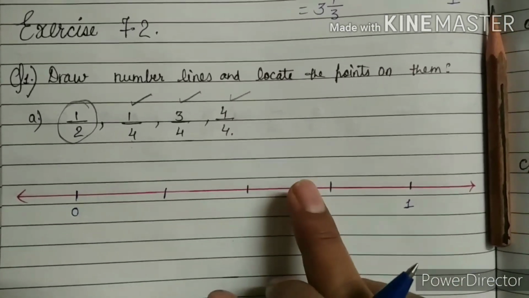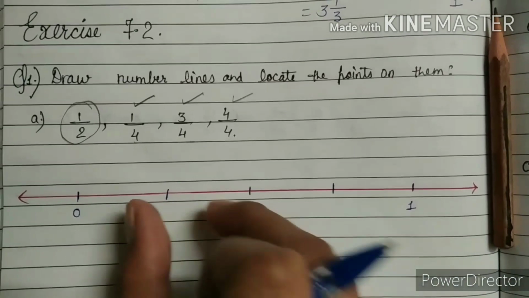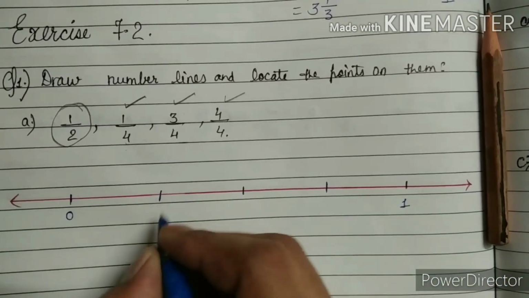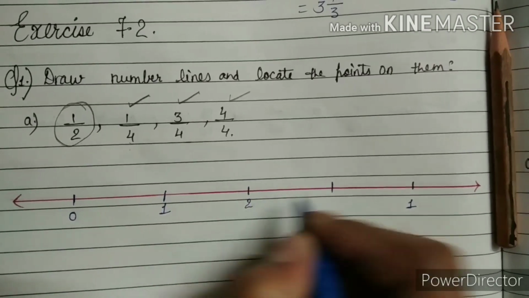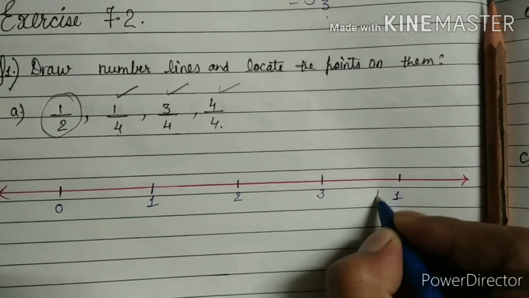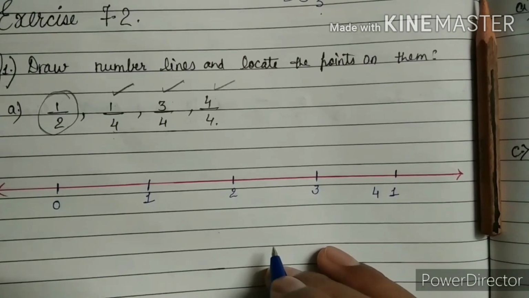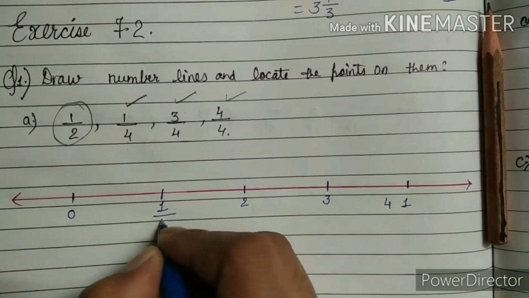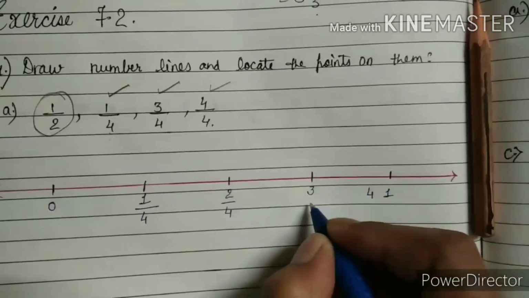1 2 3 4. We have to count the gap. Okay, 1 2 3 4. So again, this is first part, this is second part, this is third part, and this is fourth part. Now how many part we did? We did total 4 parts. So total 4 part will come in the denominator.